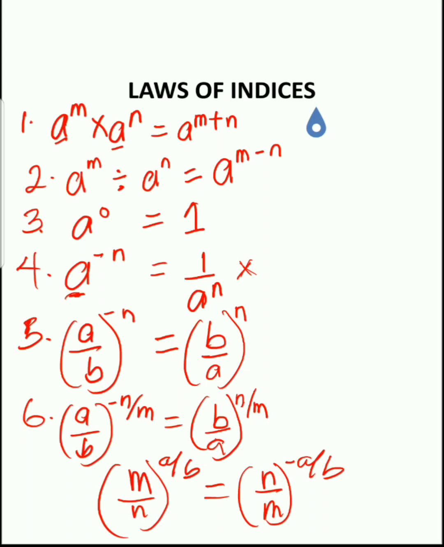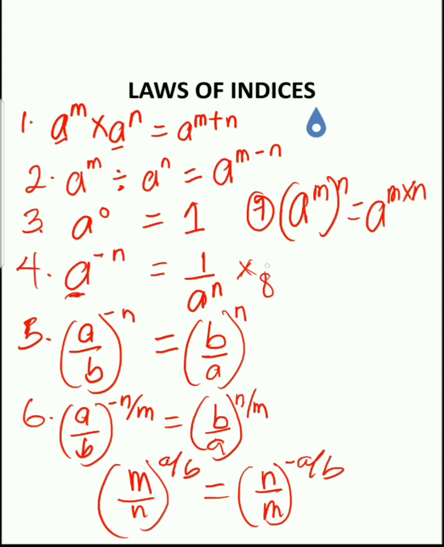Alright, the other law I want to talk about, let's just put this here. Point 7 will be (a raised to the power of m) all raised to the power of n. This can be written as a raised to the power of m times n. This is expressed as a raised to the power of m times n.